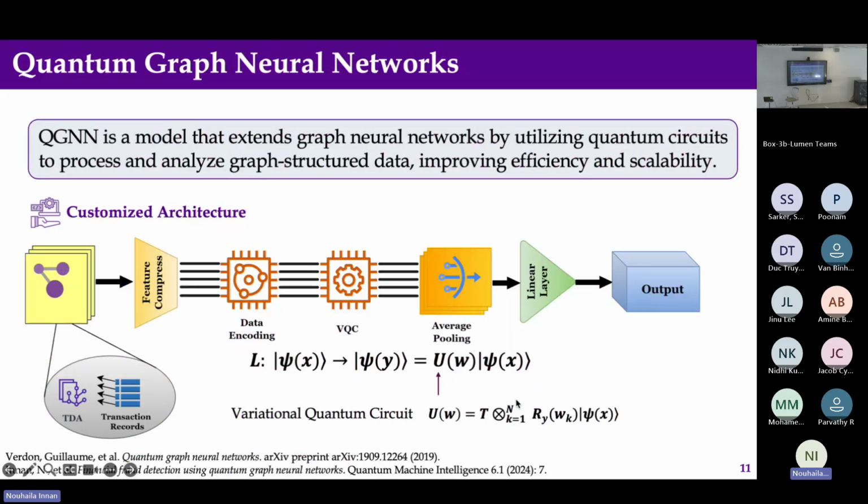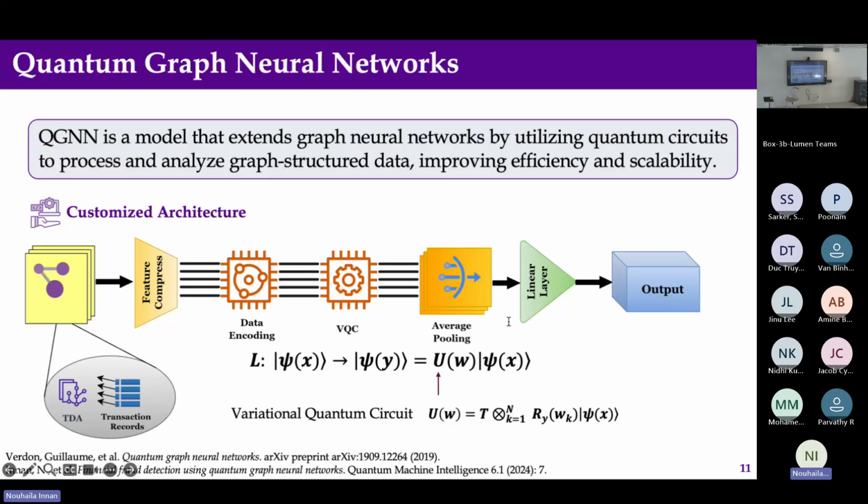Then we have the quantum graph neural network. Here there is another definition of this model. Sometimes you embed the graph into quantum states, and we call it a quantum graph neural network. Sometimes you use the graph data directly as quantum states and process it with a proper quantum neural network. So the definitions or implementations differ from paper to paper. This is just one of the examples.